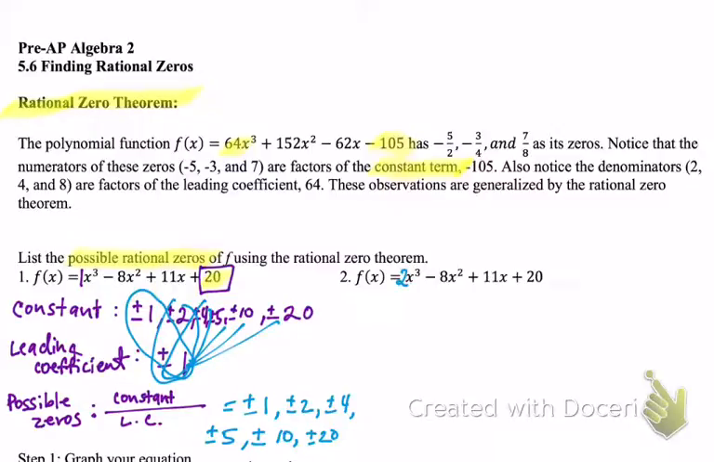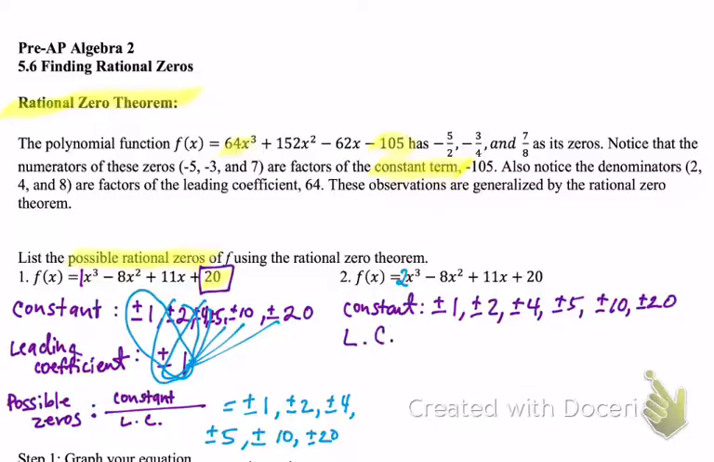The only difference is, I want you to change this 2 to be a 2x cubed. So if your leading coefficient isn't 1, my constant factors are still the same. So I'm going to list them all out again. I have plus or minus 1, 2, 4, 5, 10, and 20. Then my leading coefficient, all of my factors of that would be 1 and 2. So 1 times 2 is my leading coefficient.